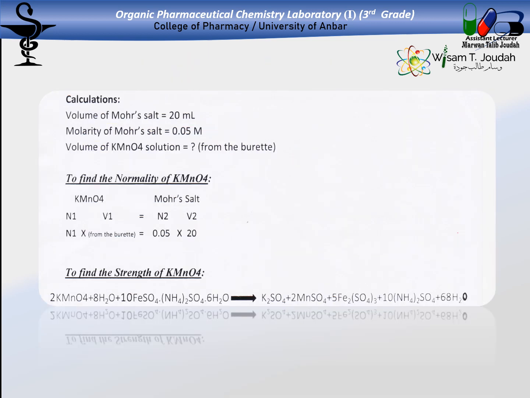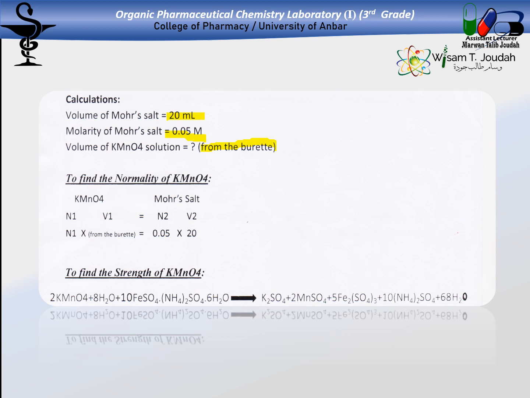Now this is the calculation. So we have the volume of Mohr salt, which is 20 ml, and we have the molarity of Mohr salt, which is 0.05, and the volume of the KMnO4, which is unknown. So you have to calculate it by doing the reaction or the titration. So we want to find out the normality of KMnO4.